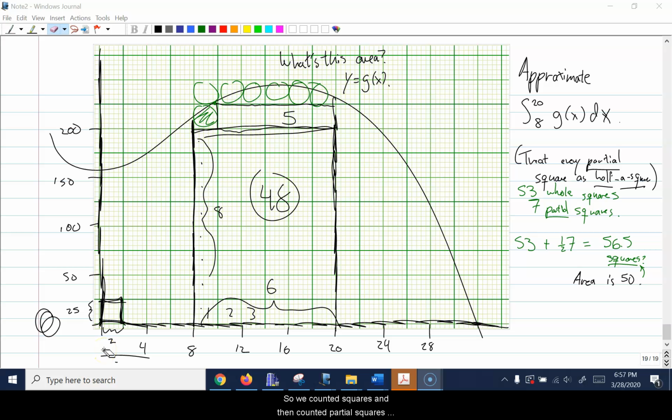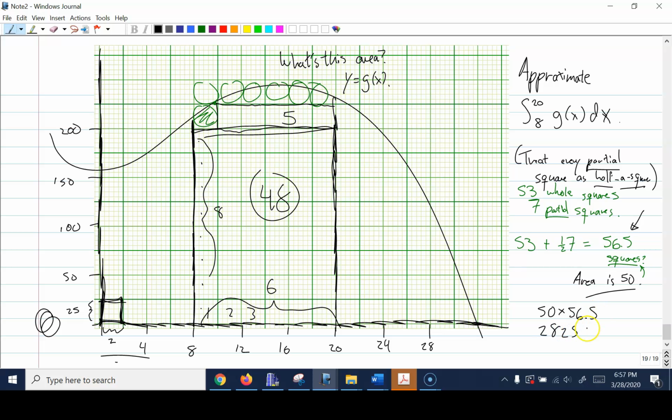So we counted squares and then counted partial squares as half squares to get an estimate. To get that, we think the area we want is about 56.5 squares. We then multiplied and got the area of each square. It is 50. We multiply those and get the area of the region we care about is 50 times 56.5.